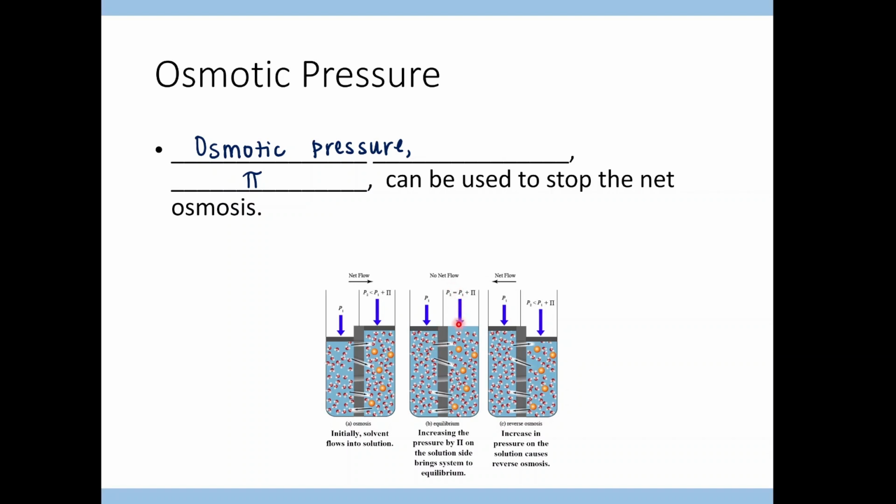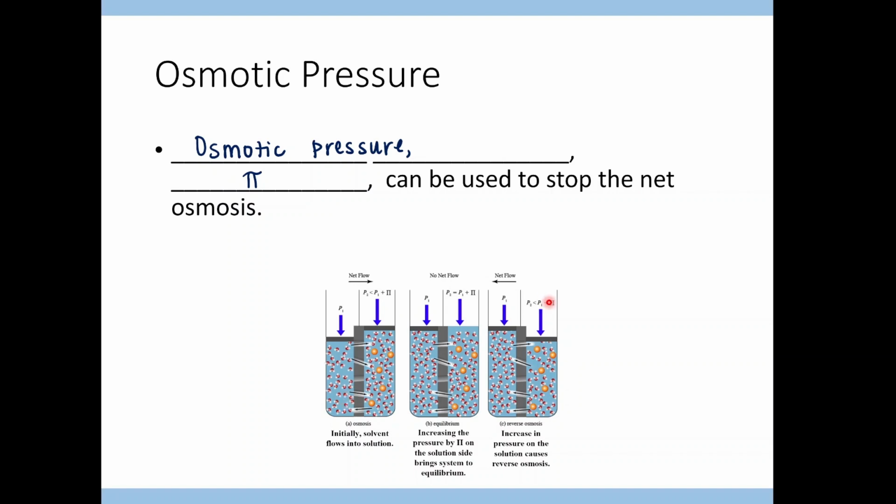When the pressure exerted on the side where solvent molecules are traveling is equal to P1 plus the osmotic pressure, that's when you have the system at equilibrium. Water levels are approximately equal. We have an equilibrium solution. So reverse osmosis, on the left, occurs when the solvent is flowing into the solution.